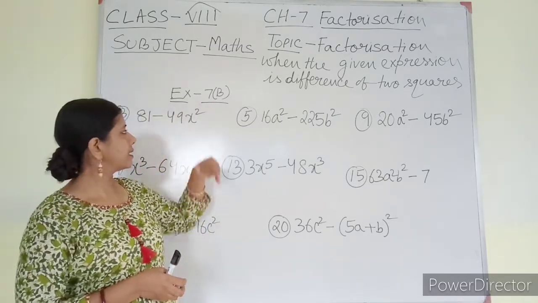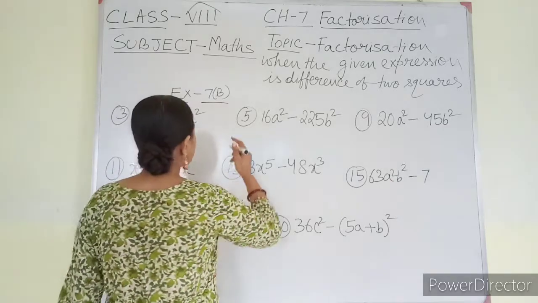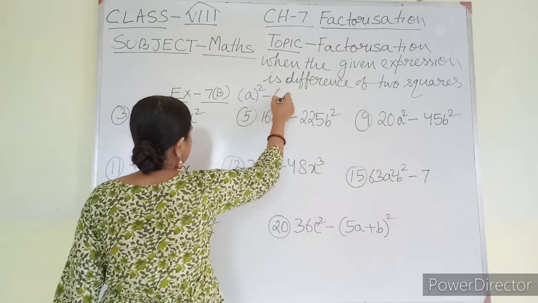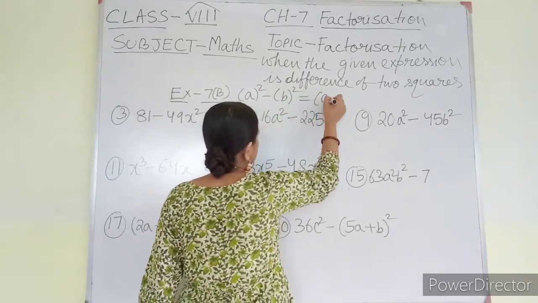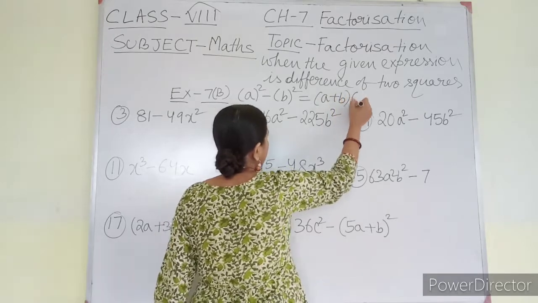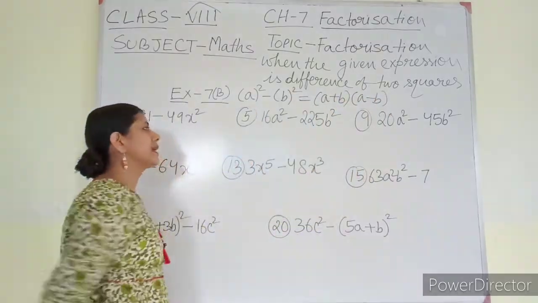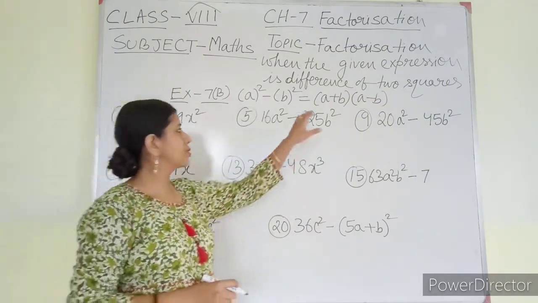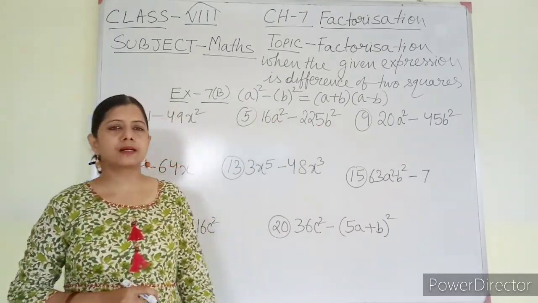So in exercise 7b these sums are there. Actually you are going to use the formula a square minus b square. What is the answer? The answer is a plus b and a minus b. So these are the two factors of this algebraic expression. a square minus b square is equal to (a plus b) into (a minus b).